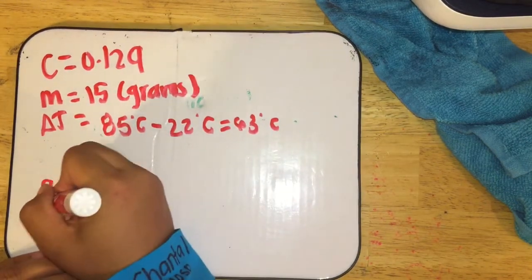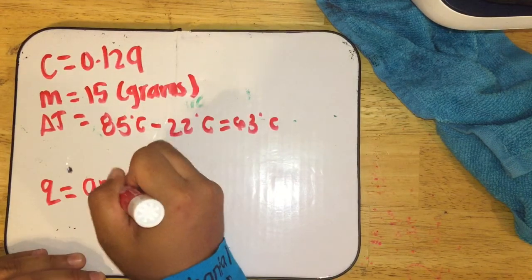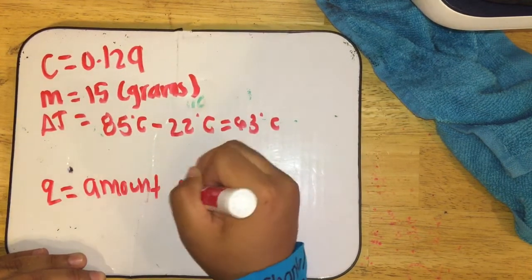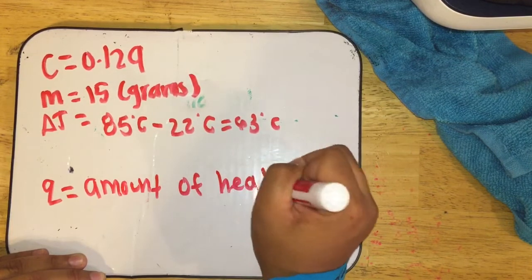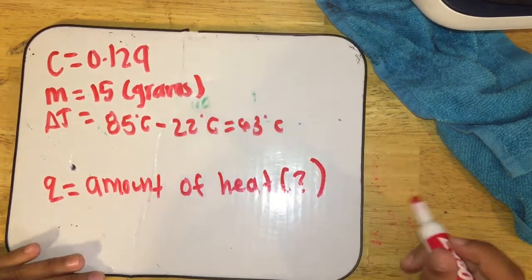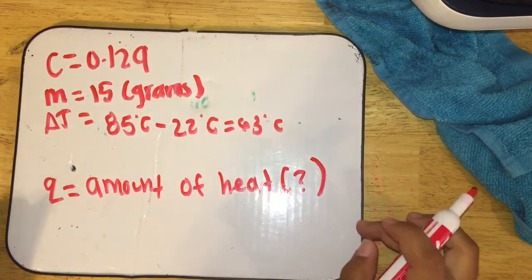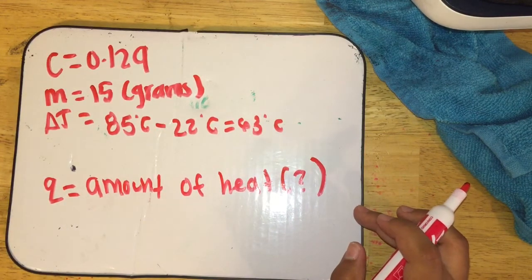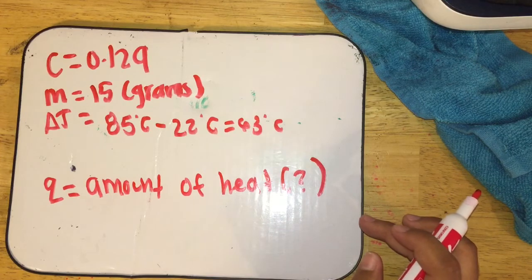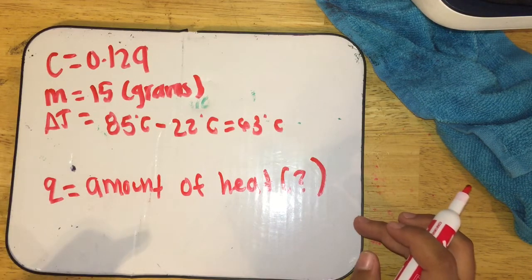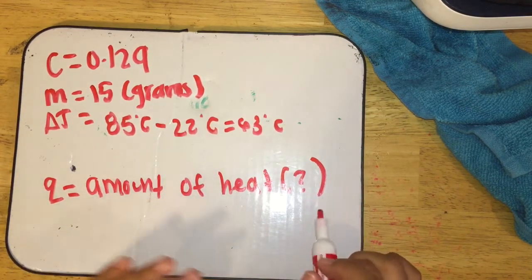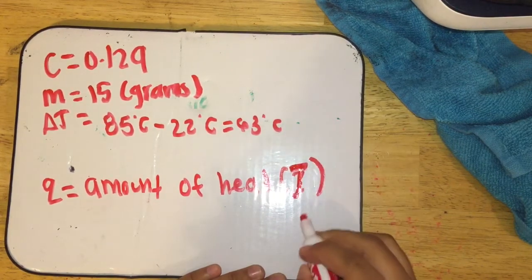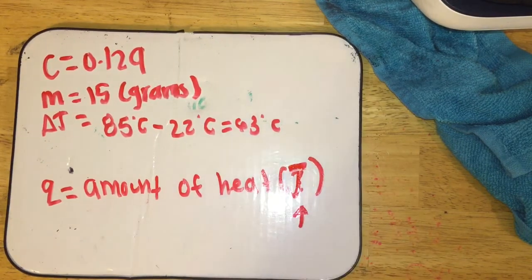So now that we have these, we have to find Q, right? And Q is equal to amount of heat. And we need to find amount of heat because the question is asking how many joules. So Q is equal to the amount of heat, which is joules right here. The unit is joules.